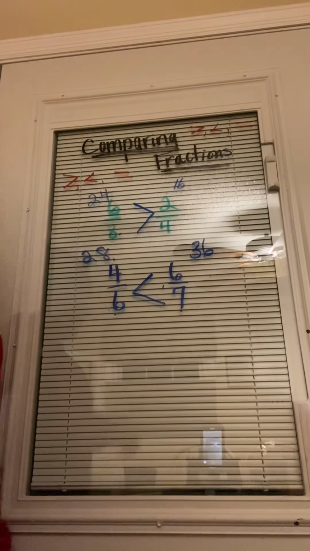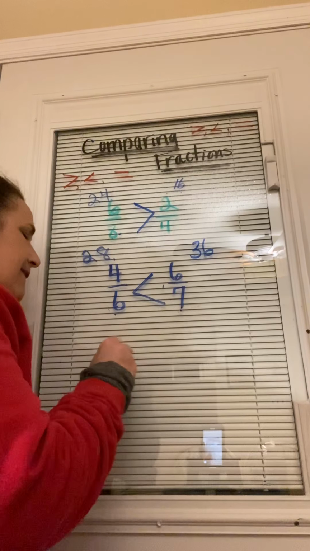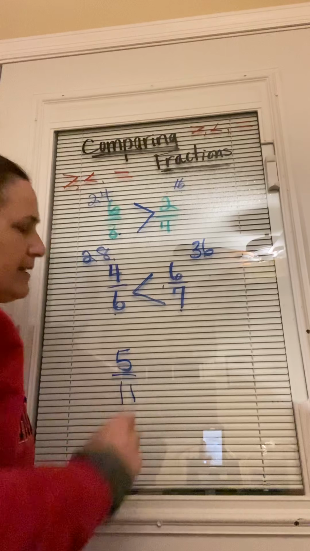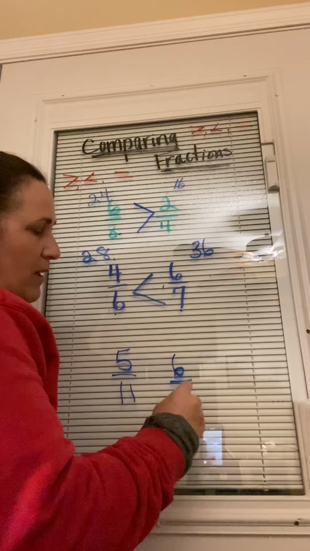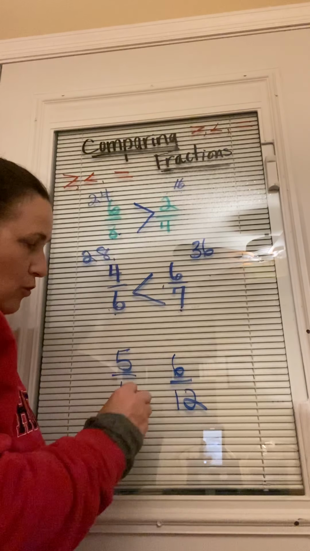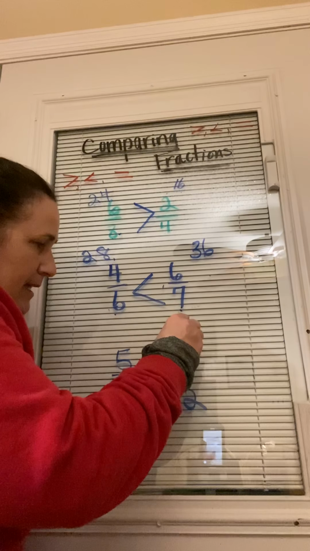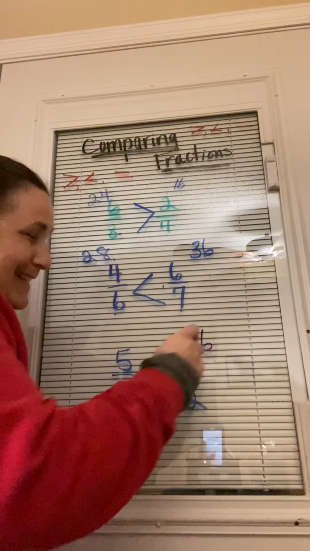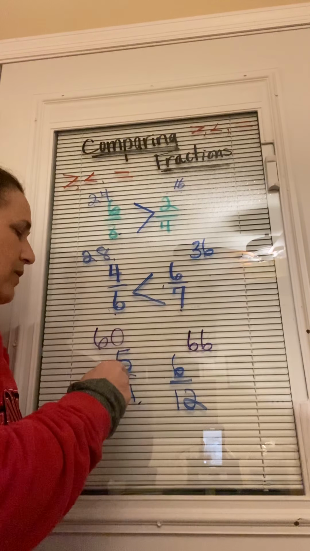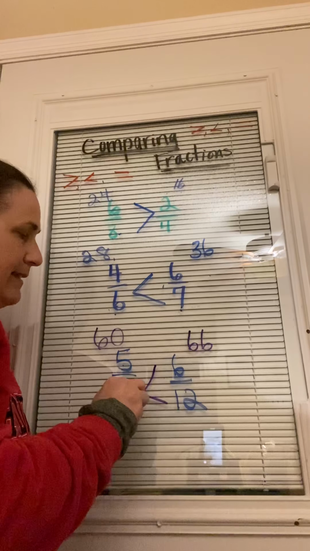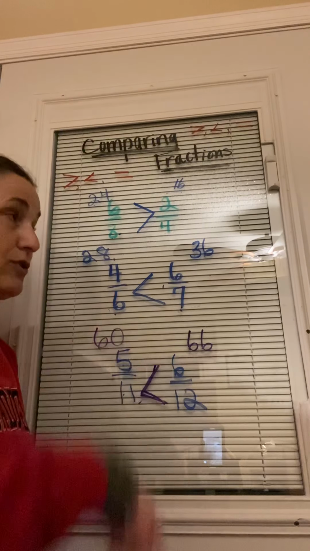Okay, let's try another one. Let's try 5/11 and 6/12. Again, we're going to cross multiply. Let me use a different color. 11 times 6 is 66. 12 times 5 is 60. So I know that 5/11 is less than 6/12. And that's the cross multiplying way.